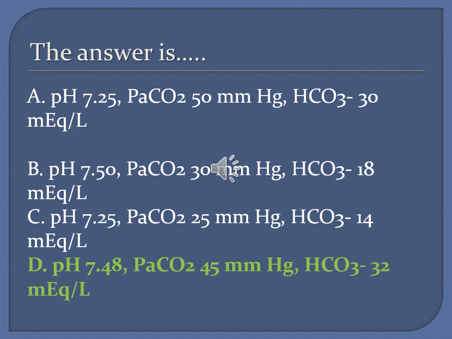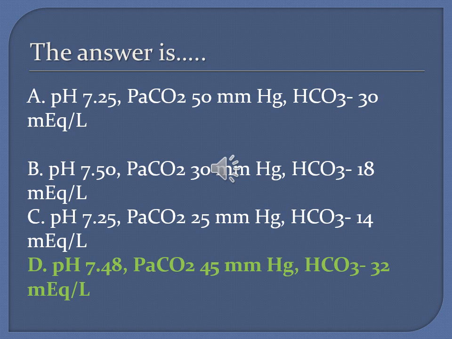Step 2, look at your CO2. Normal CO2 is 35 to 45. Below 35 is alkalotic, above 45 is acidic. So it's kind of the exact opposite of what pH is.